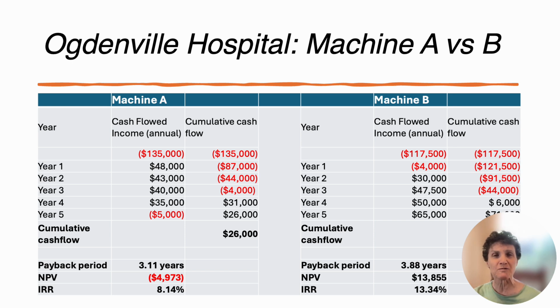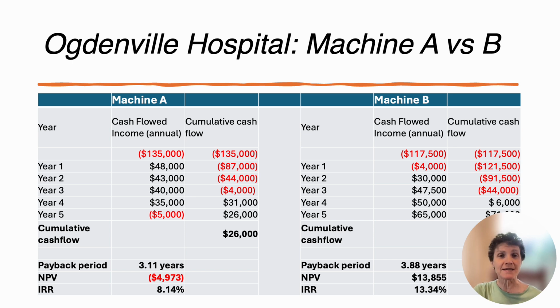Then the internal rate of return: machine A is 8.11% and machine B is 13.34%. Thus, machine B is preferred by the internal rate of return, as required by the hospital to be over 12%.